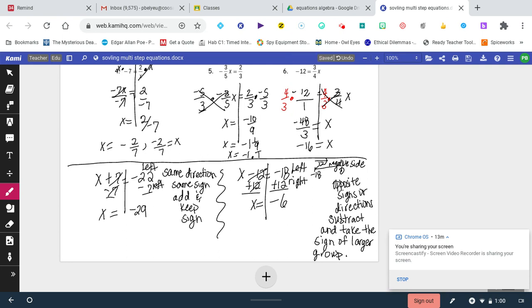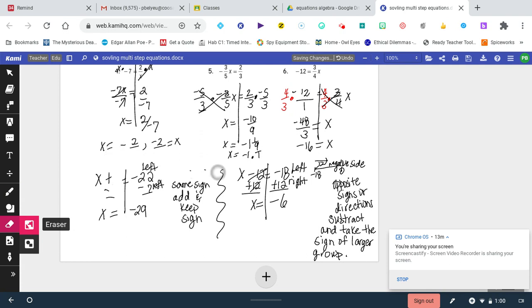All right. We need to talk about what if you have 2 signs. So let me erase this. If you have 2 signs in between your number and your variable.